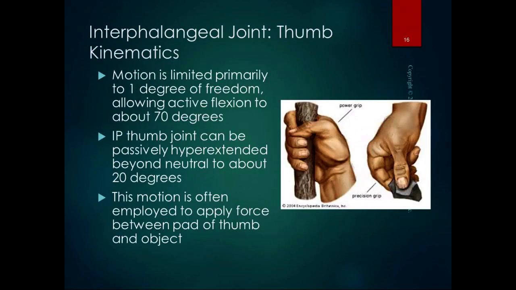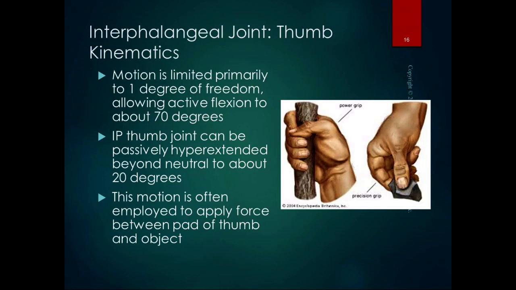It's limited to 1 degree of freedom, and active flexion only to about 70 degrees. So definitely less active flexion than the interphalangeal joints of the fingers. The IP joint of the thumb can be passively hyperextended beyond neutral to about 20 degrees. That's your hitchhiking motion. So our IP joints of our thumb were made for hitchhiking. Just kidding, but you can imagine it that way. This motion is often employed to apply force between the pad of the thumb and an object.